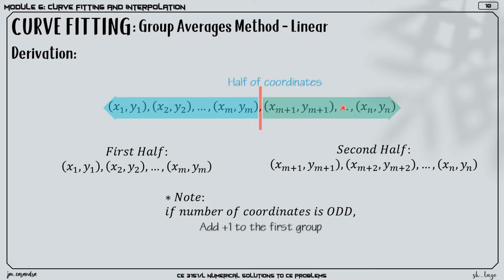So take note that if the number of coordinates is odd, then for the first group, we add 1 coordinate. For example, if we have 10 coordinates, then the first and second halves will both have 5 coordinates each. And let's say we have 5 coordinates that we are going to apply the averages method to. Then the first half will have 3 coordinates and the second half will have 2 coordinates.